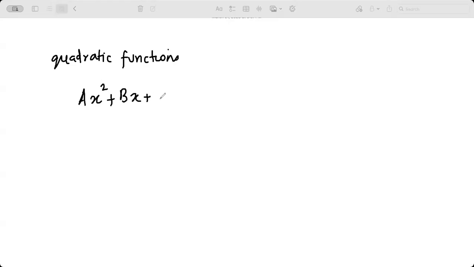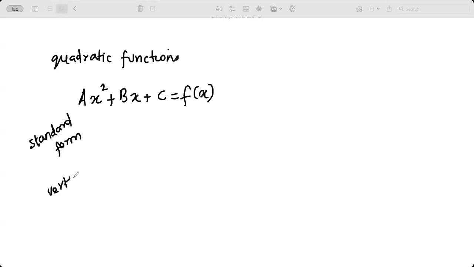Did you work on converting standard form to vertex form? Do you know what vertex form is? Quadratic functions, I really want you to revise that. The standard form is always ax square plus bx plus c. This is called the standard form. Make sense?